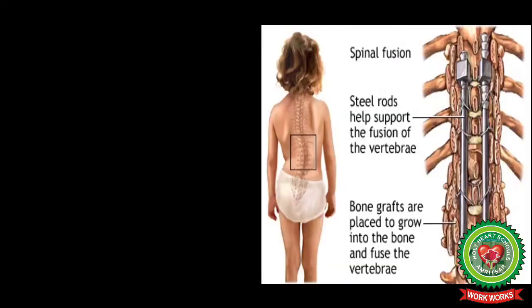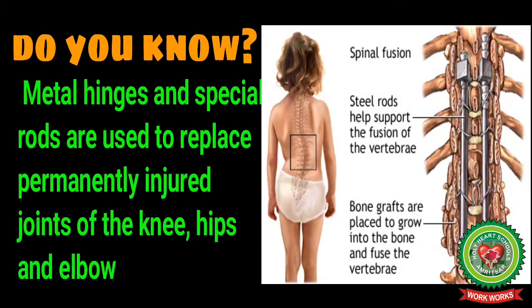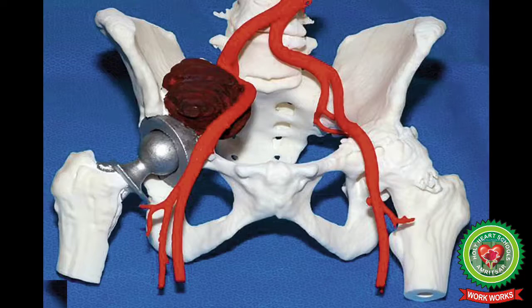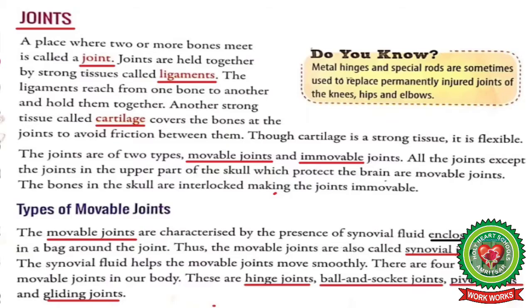movable joints. Do you know metal hinges and special rods are sometimes used to replace permanently injured joints of the knee, hips, and elbows? That is, in case of fracture, metal hinges and special rods are used to replace injured joints. Now, next is types of movable joints.